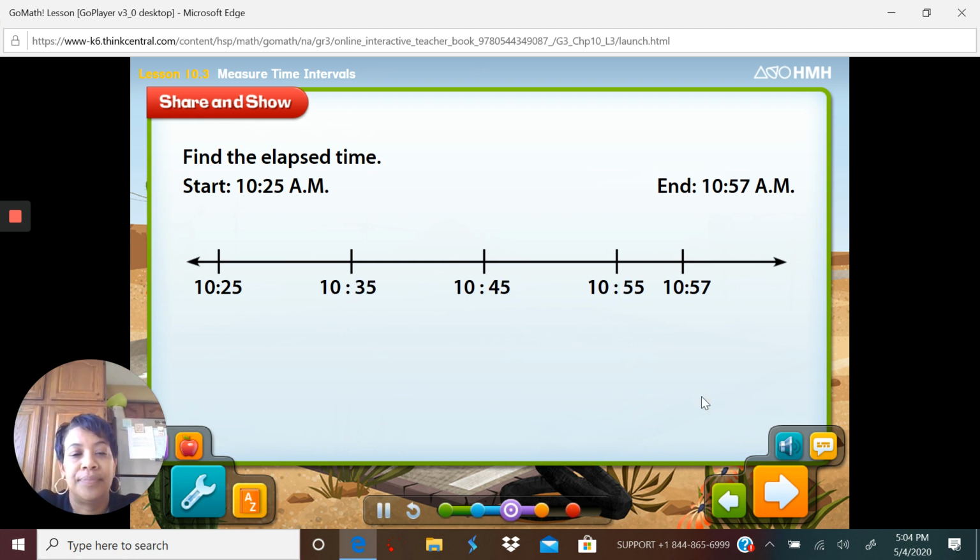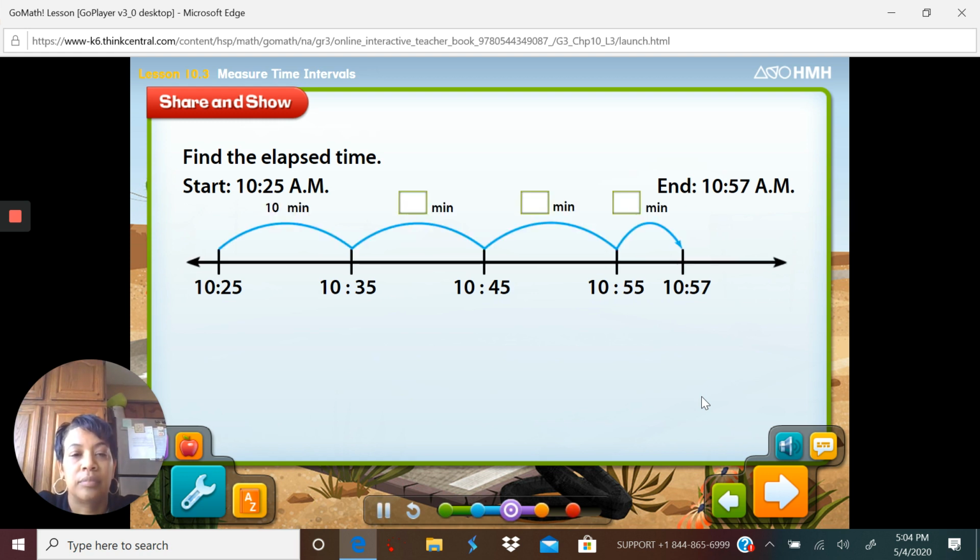Nice work. The in-between times on the number line are 10:35, 10:45, and 10:55. Finish labeling the number line. Enter your answers, then click check. So we did the first 3 jumps by 10 minutes. So this is 10. Miss Arlene's going to put in 10. This was another jump of 10. And then we couldn't do that anymore.